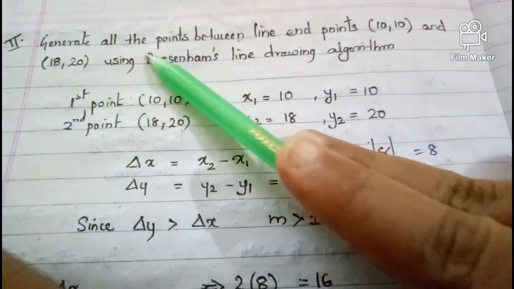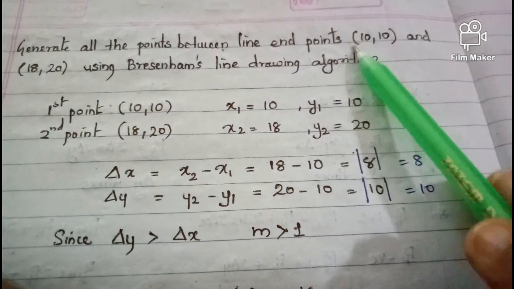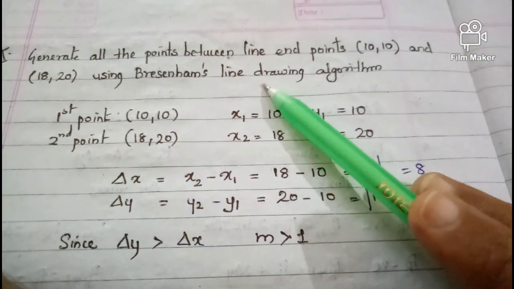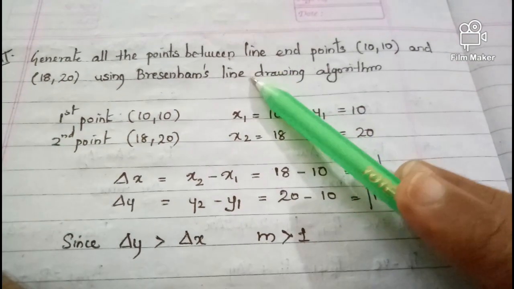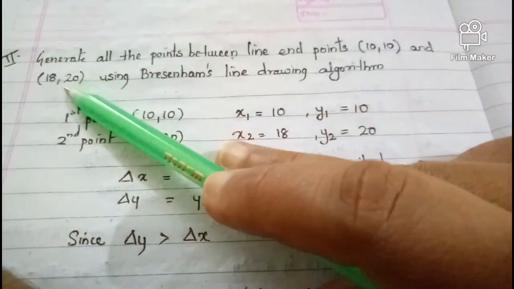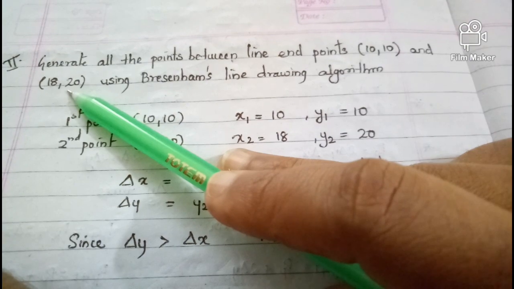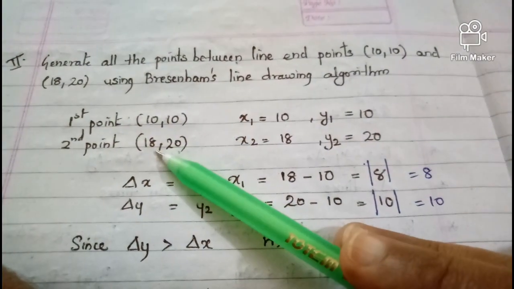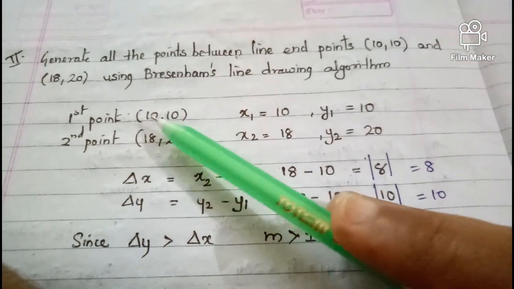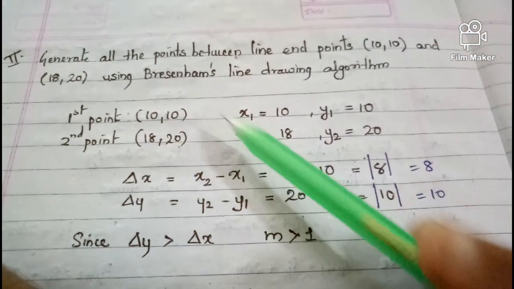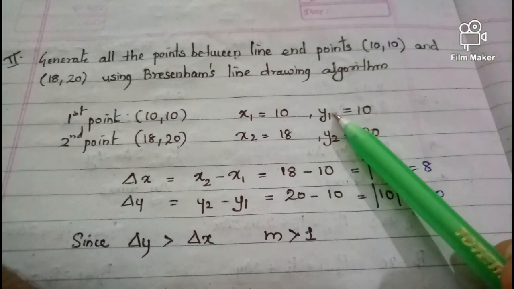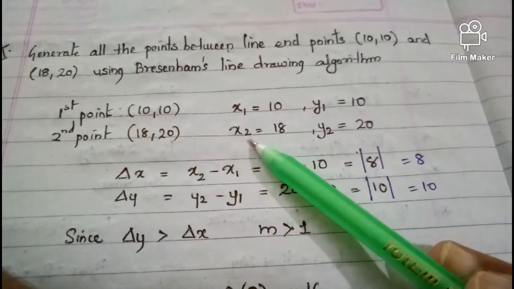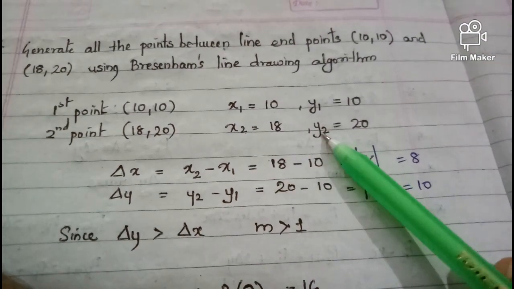If the question is: generate all the points between the line and points (10, 10) and (18, 20) using Bresenham's line drawing algorithm. Again, you have to use this algorithm. Two points are given to you and you have to plot the points in between. Let us check how you have to work. The first point is (10, 10). From this you will get the values of x1 and y1. Second point is (18, 20). From this you will get the values of x2 and y2.